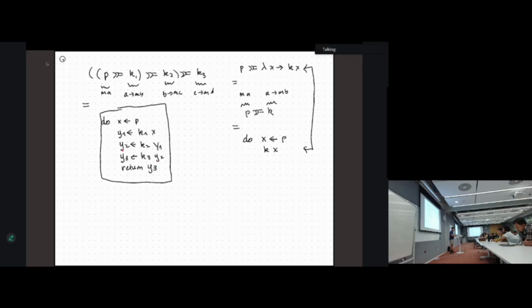Sometimes we want to remove the variable. You can imagine that maybe this y2 isn't used anywhere in the future code, in which case it's like an empty bind. As a lambda, it would be something like lambda y2, but y2 is unused, so why bother binding it? So we allow these to be optional, in which case they can't appear anywhere in the future. And that's how you do this as syntactic sugar.